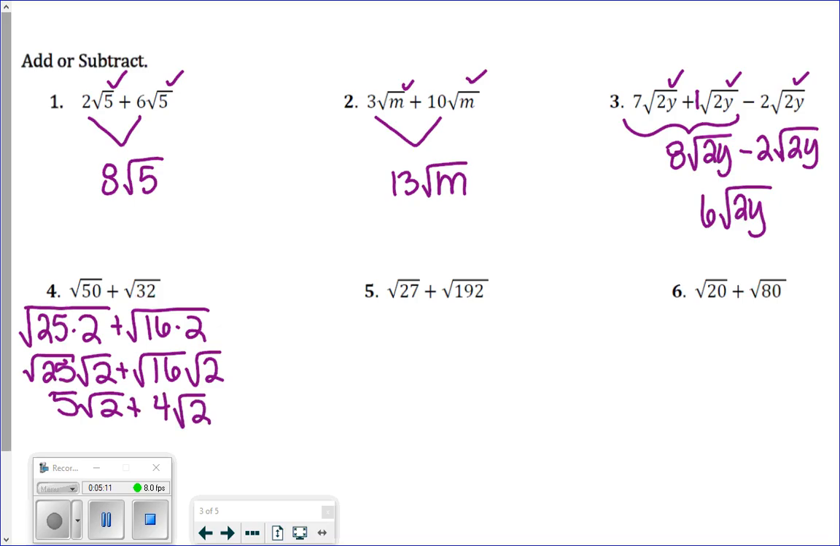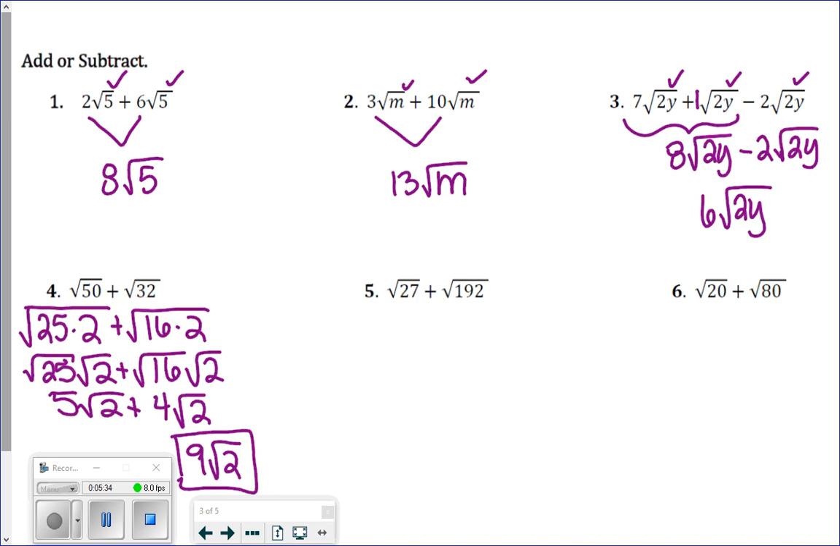And now we might ask ourselves again, this time with the simplified versions, do we have like radicals? And the answer is yes, we do. And we can combine those together for a final answer of 9 square root of 2. So we were able to add those after all, but it was after simplifying that we could see that we had those like radicals in there.